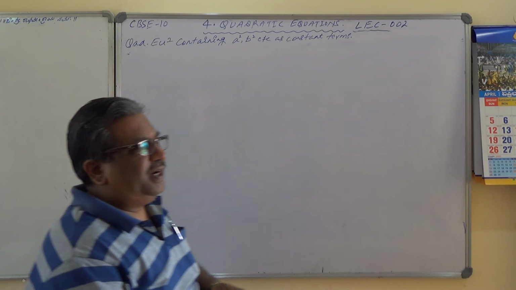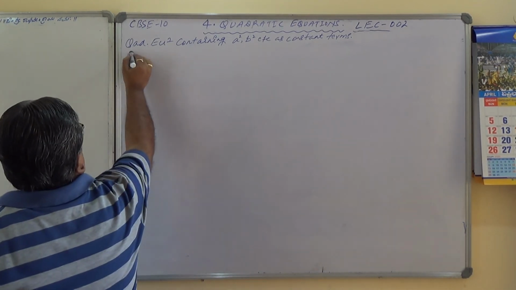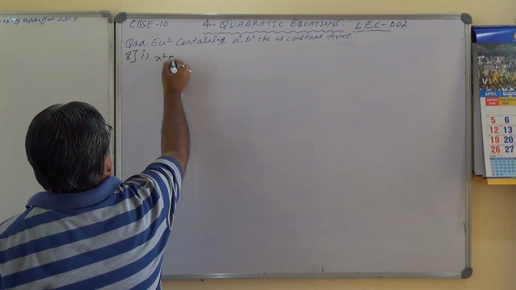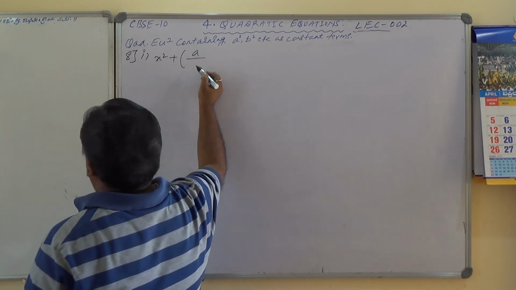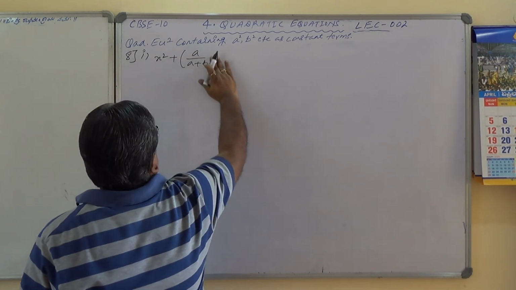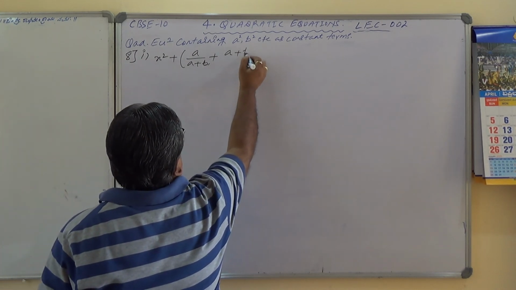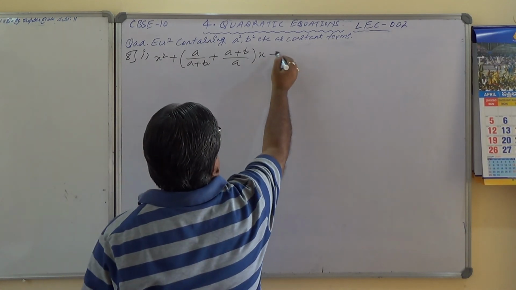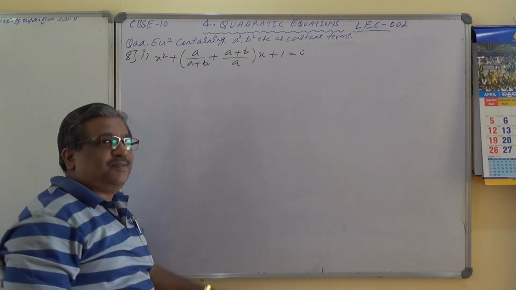Yeah, let us take one more very typical sum here. R.D. Sharma, example 8, first question: x square plus a divided by a plus b plus a plus b by a times x plus 1 equals 0. Dear student, this is very typical.